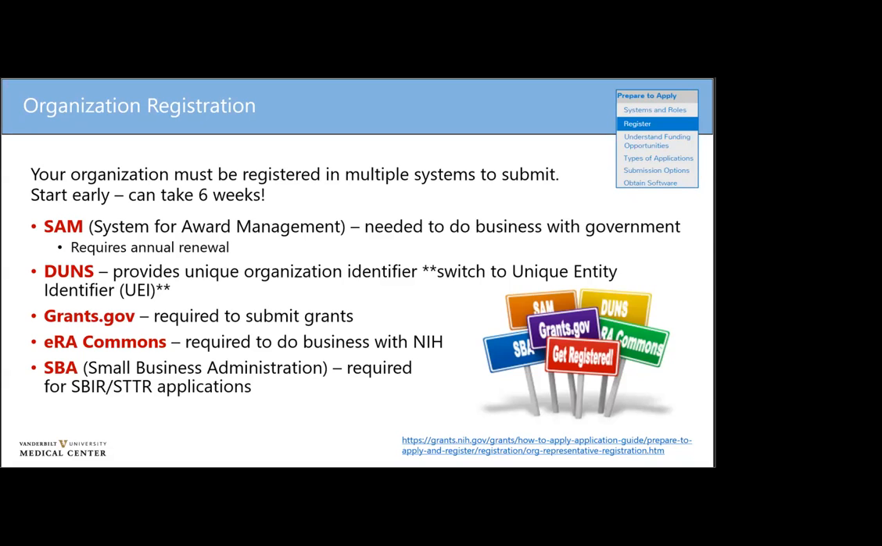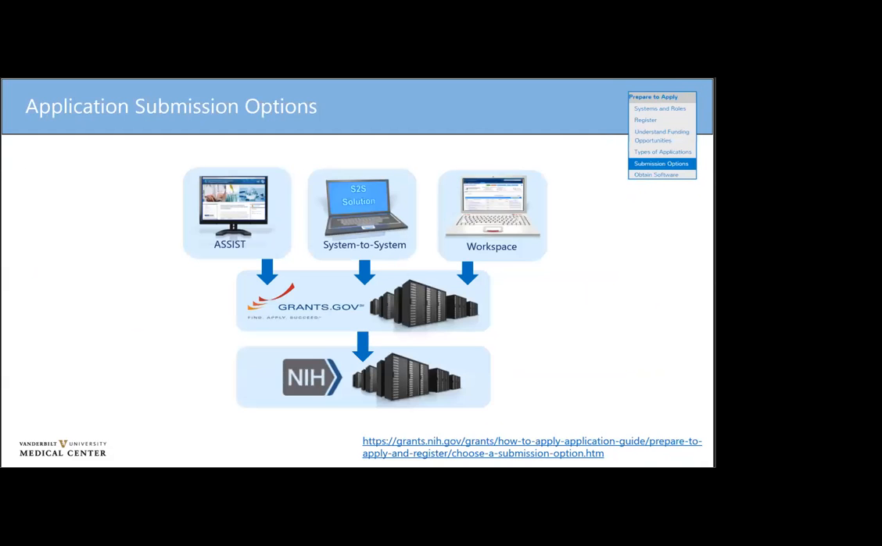Then there's grants.gov. You have to register for that in order to submit grants. And then ERA Commons, you need to register for that in order to work with NIH. And then I don't think most of you guys apply for this, but SBA is the Small Business Administration. NIH also does a lot of small business grants, but I don't think that applies to anyone in our group. So ERA Commons registrations are going to be required for all key personnel starting January 25th as well. So that's something that we'll all need to work on in the next month or so.